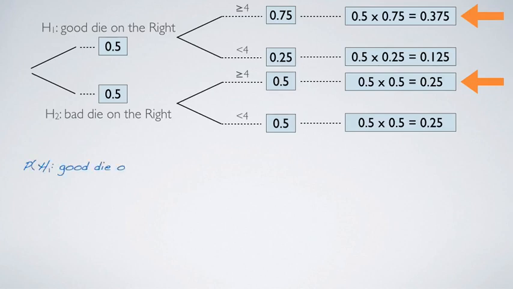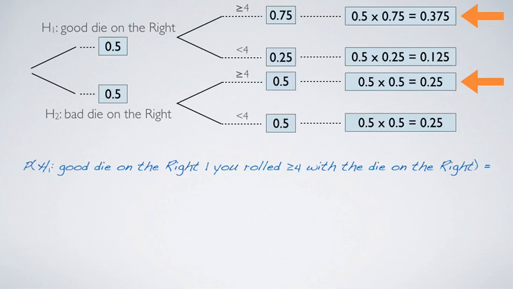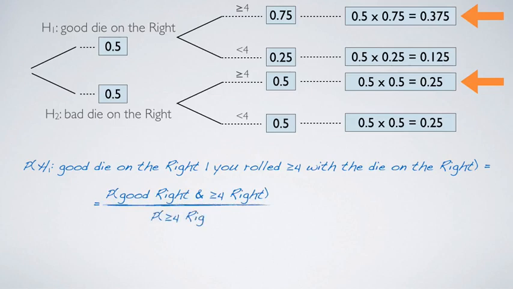Well, that probability could formally be written as the probability that the good die is on the right given you rolled a number greater than or equal to 4 with the die on the right. If we want to find this probability, it's a conditional probability, we can make use of Bayes' theorem, which basically says if you're looking for A given B, find the joint probability of A and B divided by the marginal probability of B. So in the numerator, we have good die is on the right and you roll a number greater than or equal to 4, divided by simply the probability of rolling a number greater than or equal to 4 with the die on the right hand.